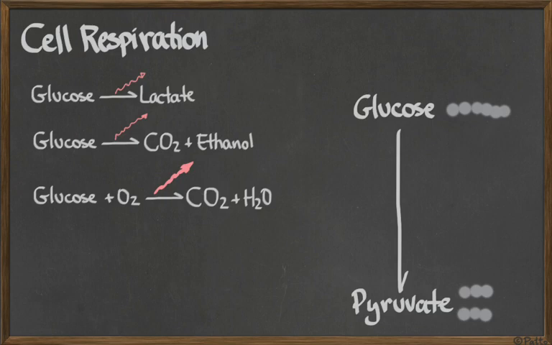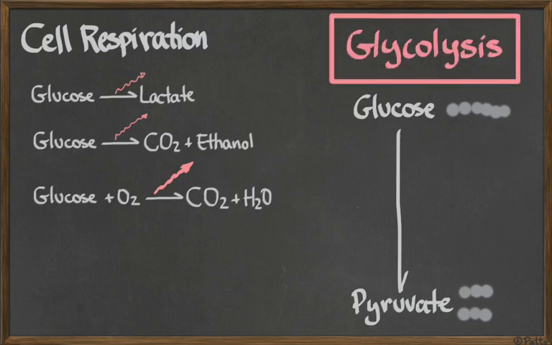We get glucose, a 6-carbon molecule. Here I'm showing it open for simplicity, broken down into two 3-carbon molecules called pyruvate. So this chemical reaction, glucose into pyruvate, is called glycolysis. That means nothing more than breaking glucose.